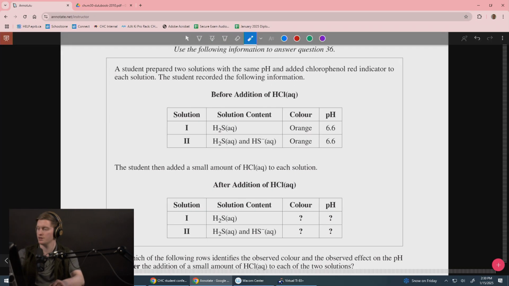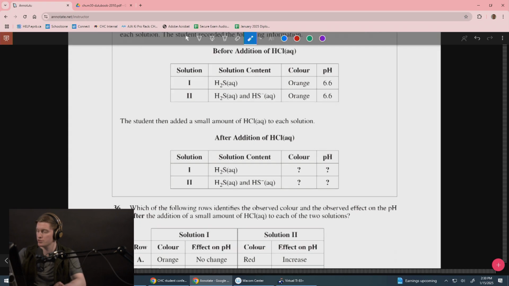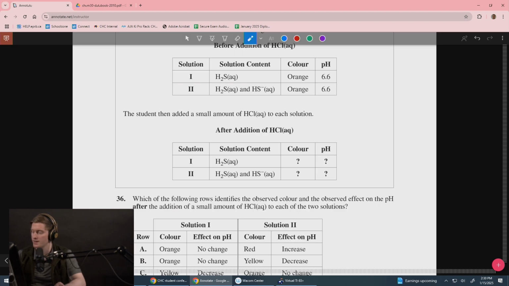A student prepared 2 solutions with the same pH and added chlorophenyl red indicator to each solution. The student recorded the following information. Solution 1 has hydrogen sulfide, and it's orange at a pH of 6.6. Solution 2 has hydrogen sulfide and the hydrogen sulfide ion. It's orange. Then the student added a small amount of hydrochloric acid to each solution.